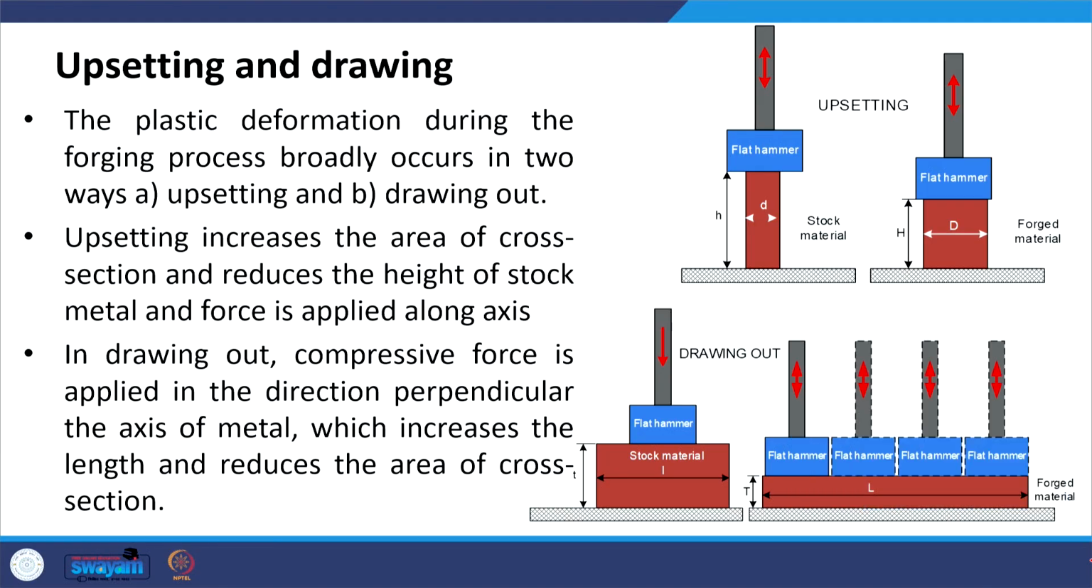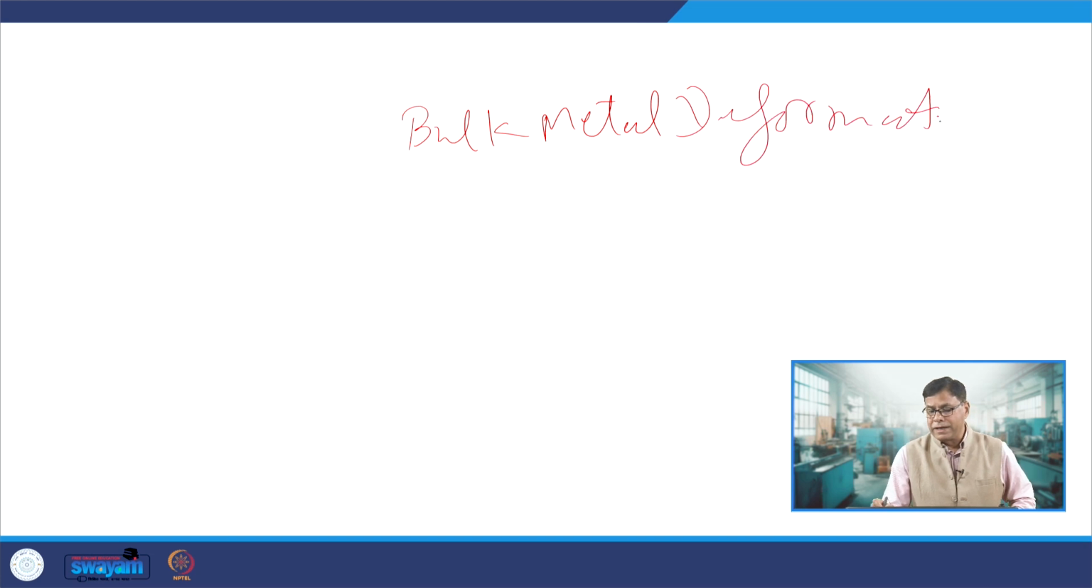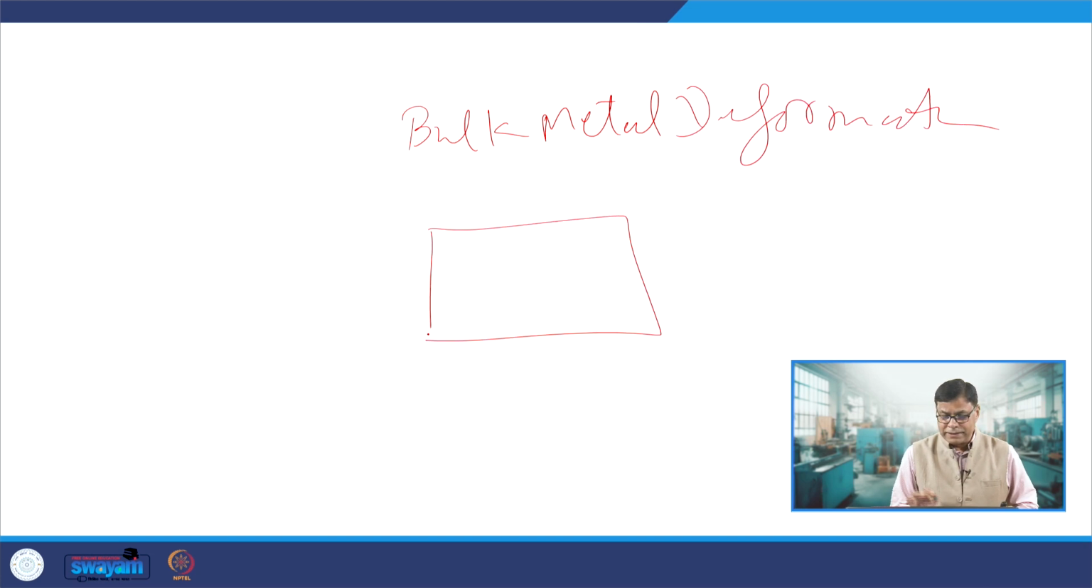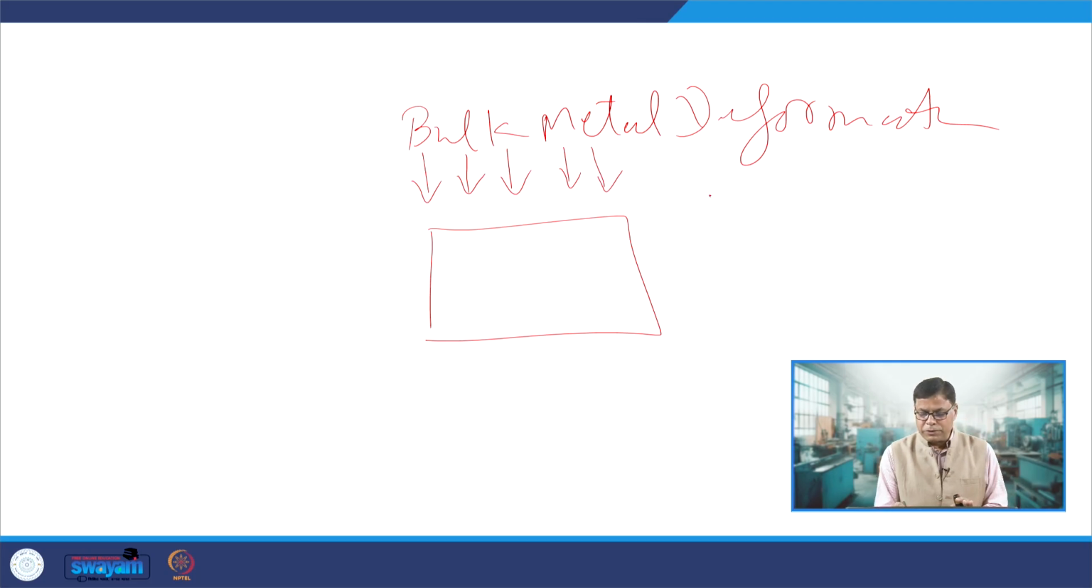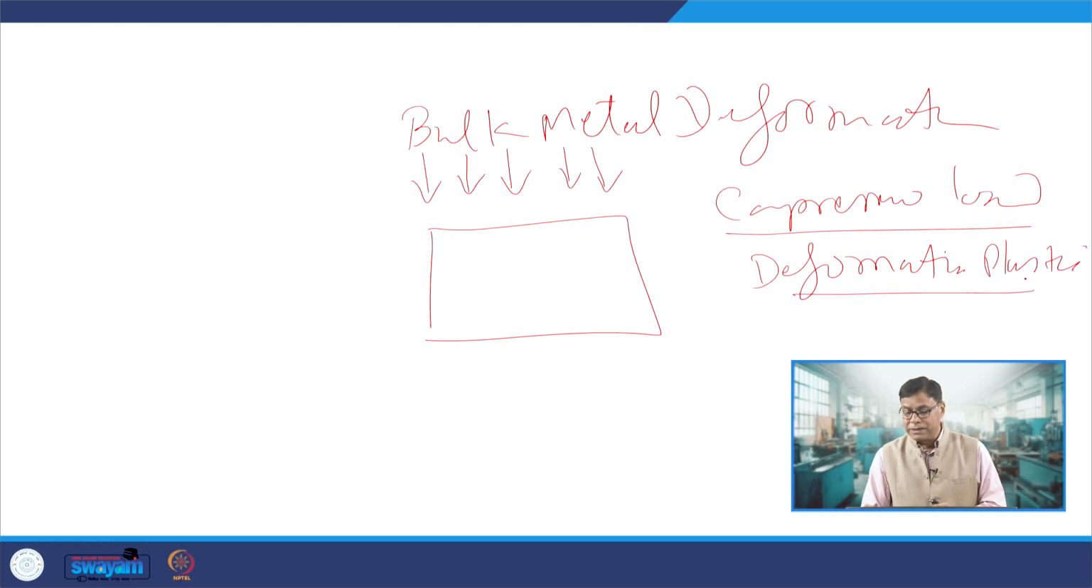So, what is the approach of forging? In forging, basically, bulk metal deformation is realized. How is it realized? Say this is the bulk material. We apply a compressive force, which is a very normal thing. So, in forging, a compressive load is applied on the material which is to be deformed. Using the compressive load, the material is deformed plastically.